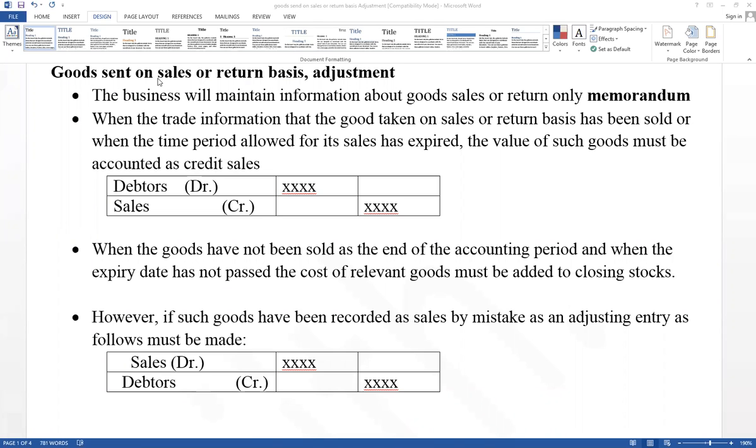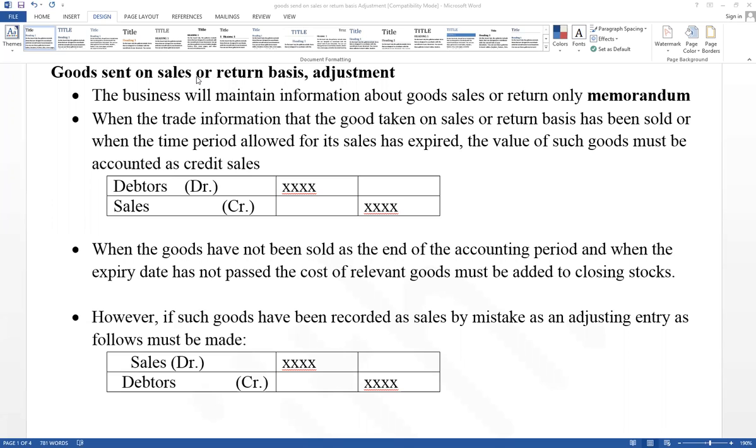Goods sent on sales or return basis adjustment. This is one of the selling methods, where goods are sent to another business on a sales or return basis. In that situation, you have to know how to record it in the ledger accounts and how to disclose it in the financial statements.